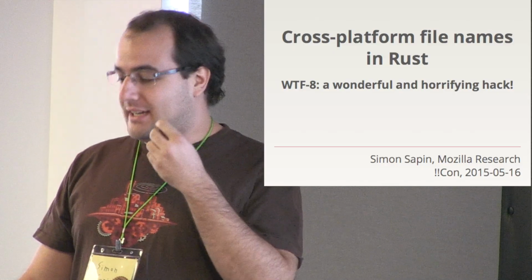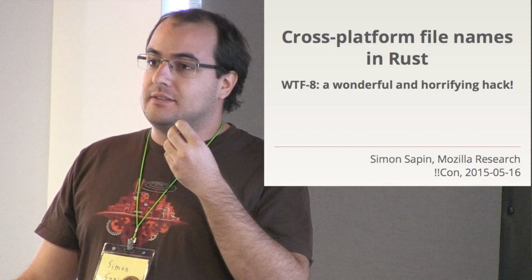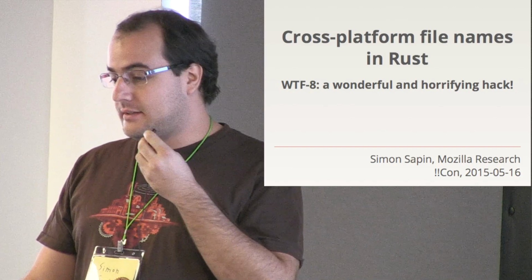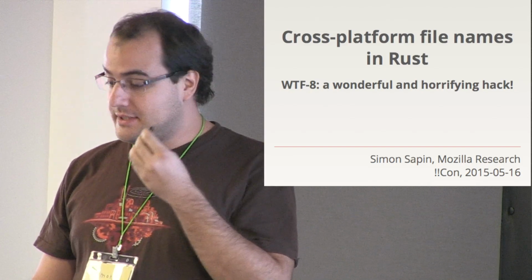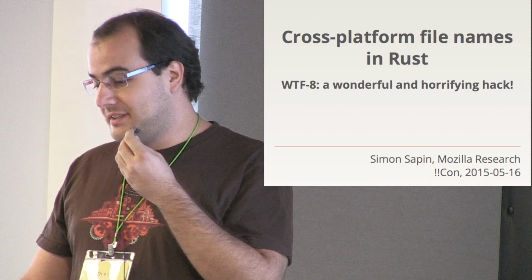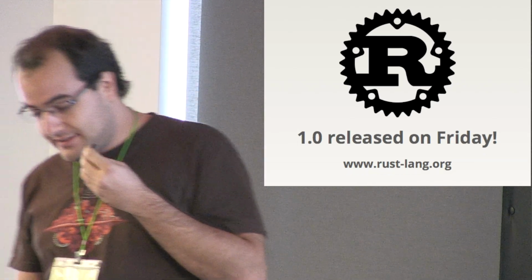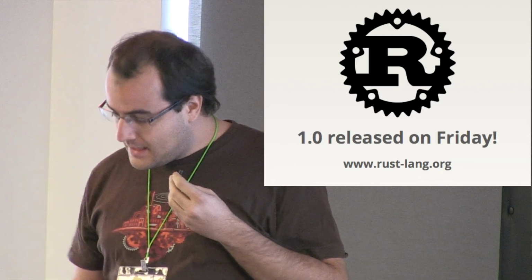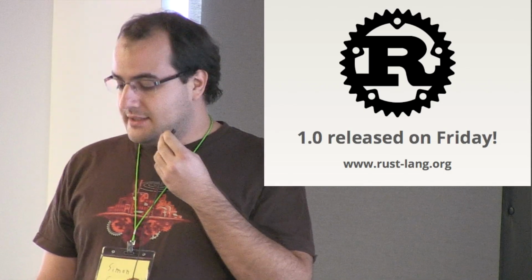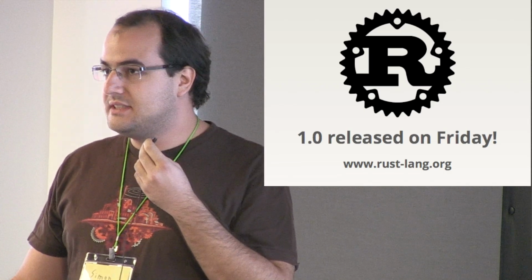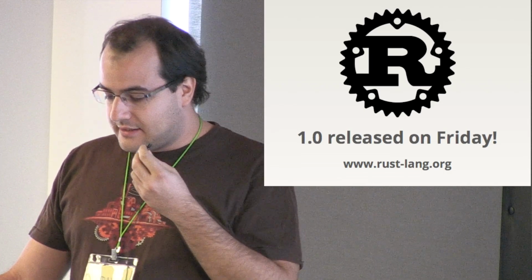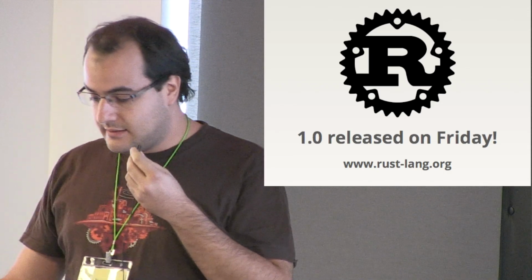I'm Simon. I work at Mozilla Research on Servo, which is a new rendering engine, and it's written in Rust. And as we've heard, Rust 1.0 was released just this Friday. When you open a file in Rust, the way that the file name is represented in memory is a bit unusual. And I think it's interesting, so I want to talk about that.